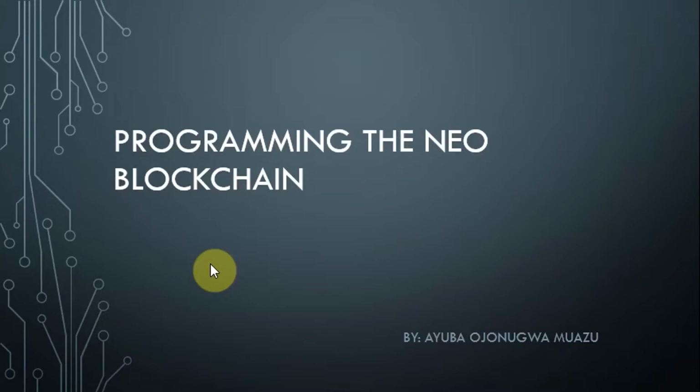My name is Ayuba Ojonuwa Muazu, and I'm a software developer based in Nigeria, Africa. Basically, I do blockchain programming. I write smart contracts on the Ethereum blockchain and now the NEO blockchain. I'm also a C Sharp developer on the .NET framework: C Sharp, VB, and the ASP.NET framework. So you can check some of my videos on ASP.NET and C Sharp, and you can also check some of my videos on Ethereum.